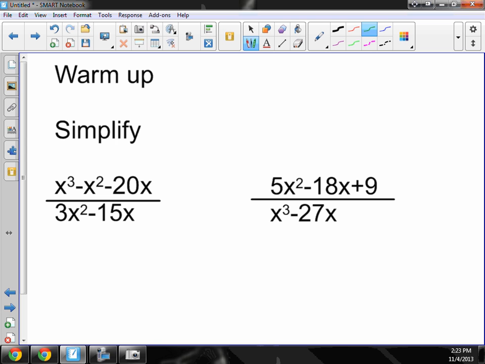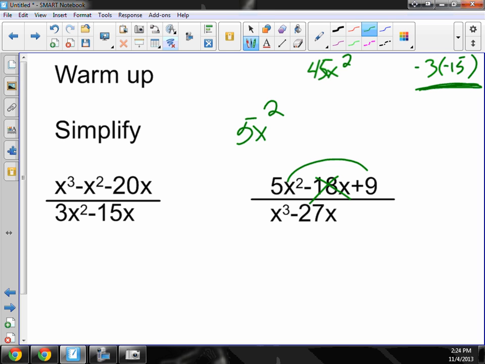So, okay. So I need to multiply those together, and I get 45x squared. What do I know about the signs? They're both negative, and if they're both negative, can you think of factors of 45 that add to be 18? 3 and 15. So negative 3 times negative 15. Now I rewrite, and instead of 18, I use those. So 5x squared minus 3x minus 15x plus 9.